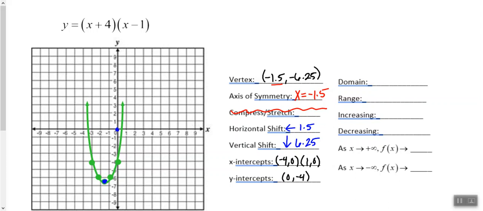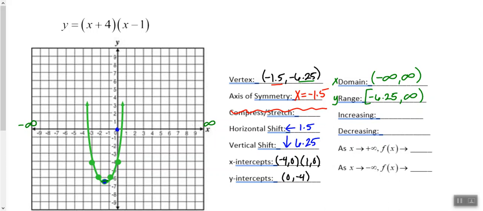Domain is asking about my x values. So again, to the left is negative infinity, to the right is positive infinity. And this graph is going to touch them all. So it goes from negative infinity to positive infinity. Range is my y values. So the farthest down this goes is my vertex. And so the y value of my vertex is negative 6.25, comma, the farthest up this graph goes because of the arrows is infinity. The number gets a bracket, infinity gets a parenthesis.